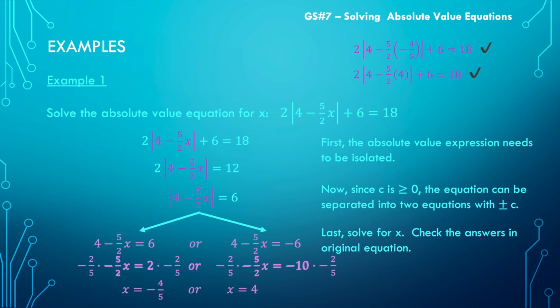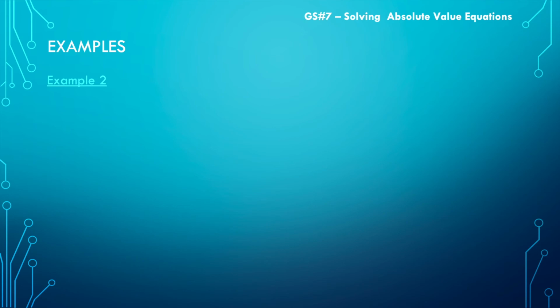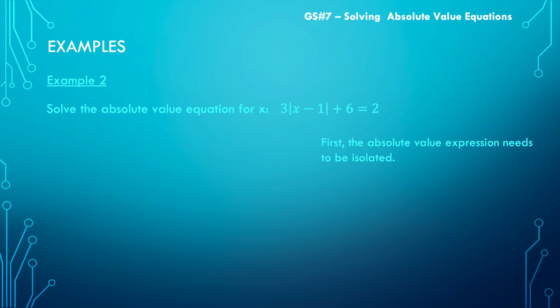All right, let's try a different example. So for this example, no fractions, which I know some of you are relieved about, but we're going to use the same process. We are going to isolate that absolute value expression first thing. So there it is in pink. We want to subtract 6 on both sides, and that would give us a negative 4 on the right-hand side. And then we want to divide out the 3.